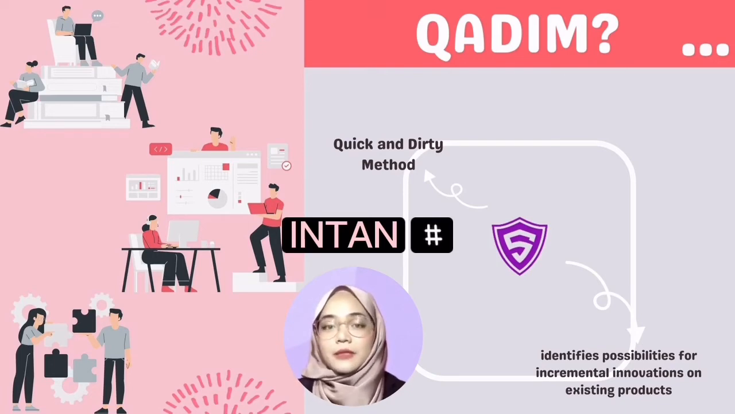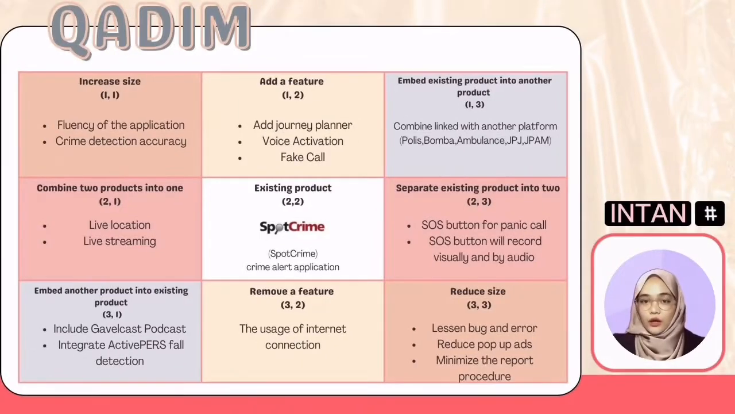Then, during the implementation process, we will select a product which is problematic or needs to be improved or redesigned. Okay, so for our KADIM diagram, the existing application that we chose to compare is SpotCrime. The application provides a public-facing crime map and crime alert service.